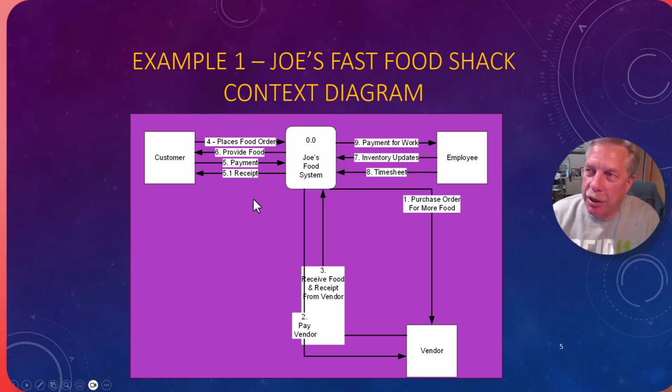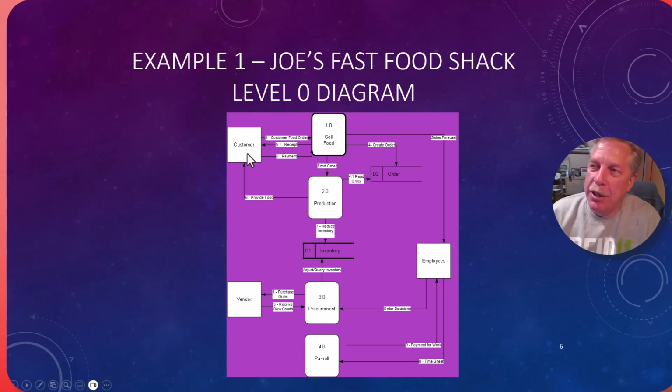When we get to our level 0 diagram, we need to make sure that we're including the external entities that we had from the context diagram. And then in this case, we're saying we have main processes: selling food, producing food, procurement, and then payroll. And then we have our corresponding data flows and steps within each of these processes. In this case, we have a data store here where we're tracking the inventory of the food that we're selling. So we have these various flows, and you can see I've numbered them to be consistent with what we had on our context diagram.